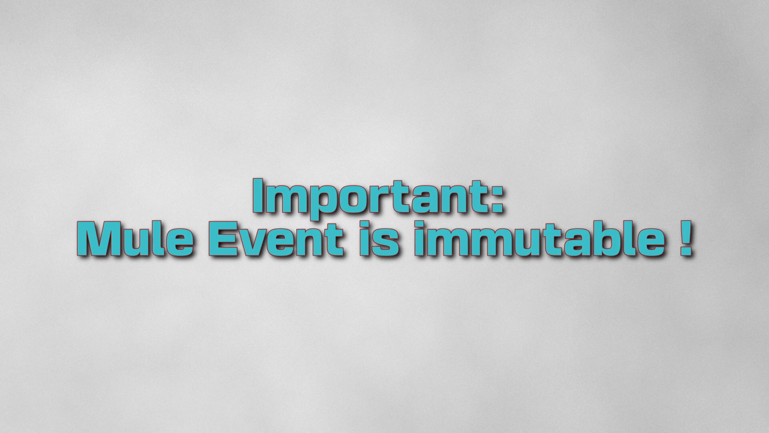Also, the Mule event is immutable. So every change to an instance of a Mule event results in the creation of a new instance. Java programmers will understand what I'm saying, but if you don't understand this, just think that whenever a Mule event is updated, the event processor creates a new Mule event with the change and passes it to the next processor.